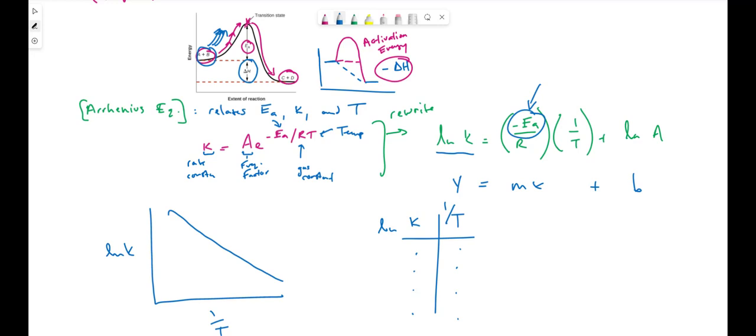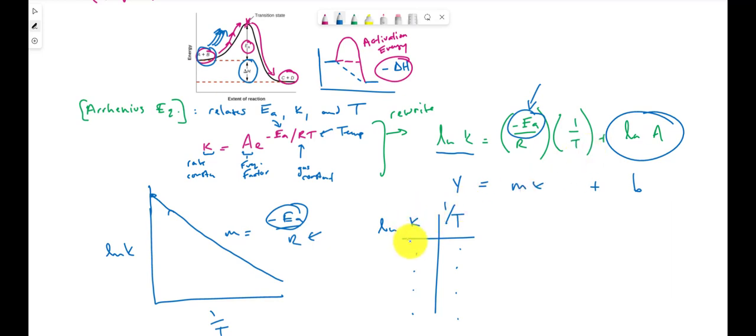And what is the slope? Well, the slope here, m, is equal to minus EA over R. R is a constant, so if we have the slope, then we can solve for the activation energy, which is a very nice thing. And wherever this intersects the y-axis, the y-intercept, that's going to be equal to natural log of A, which gets at this frequency factor if we were desiring that as well.